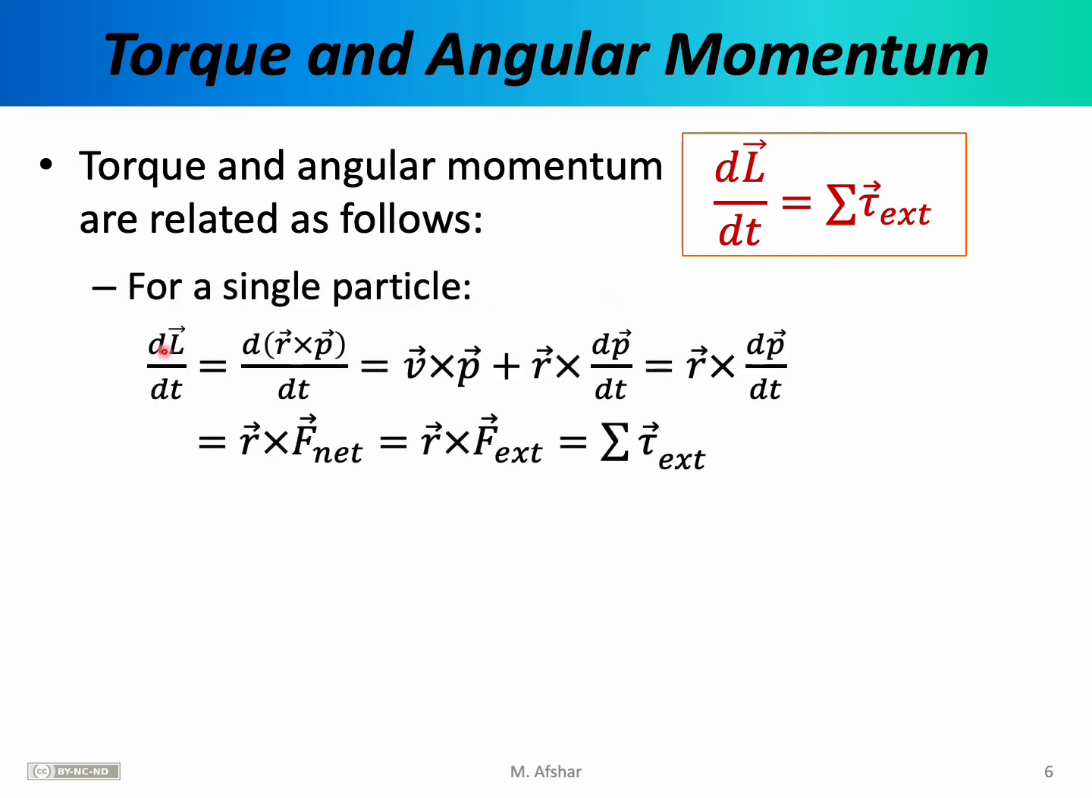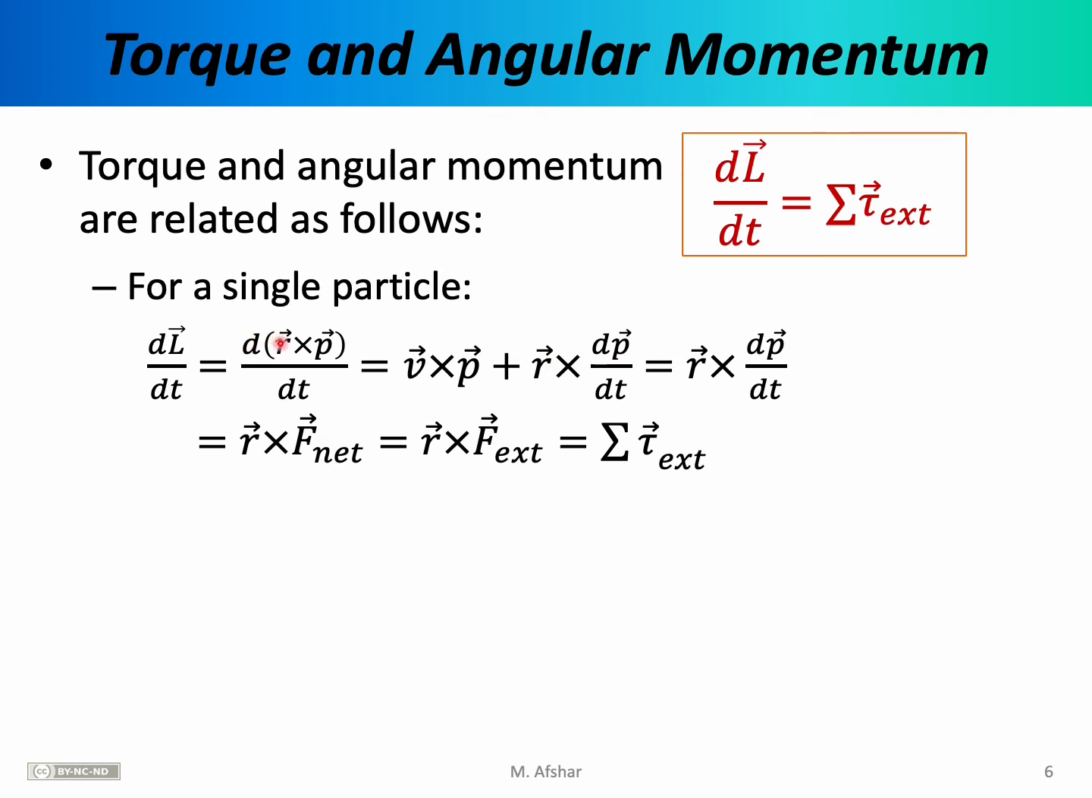To prove this fact, we'd have to prove it once for a single particle and then again for an extended body, simply because we now have two different formulas, one for a single particle and one for an extended body. The derivative of the angular momentum of a point particle is simply equal to the derivative of r cross p. We can apply the product rule to the product of r and p, which means we'll take the derivative of the first item in the product and multiply it by p, and then add to that the first item in the product times the derivative of the second item.